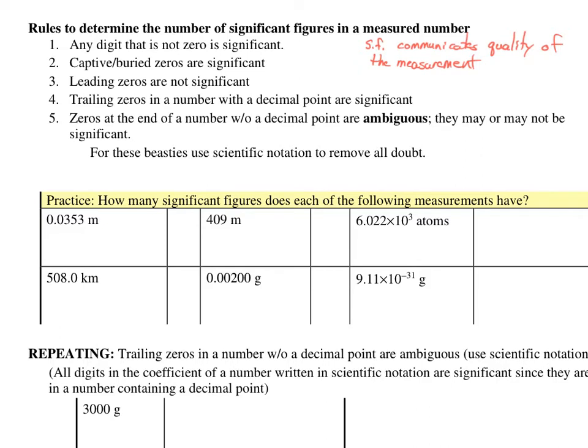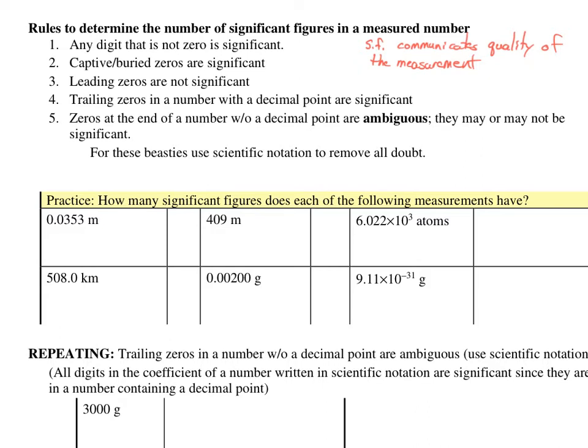So the only question comes in, what about these zeros? And you'll see that there are different types of zeros. A captive zero is a zero in the middle of a number. It's bounded on either side by significant figures. So captive zeros are significant figures. They do count as significant. Leading zeros, such as these, do not count as significant.